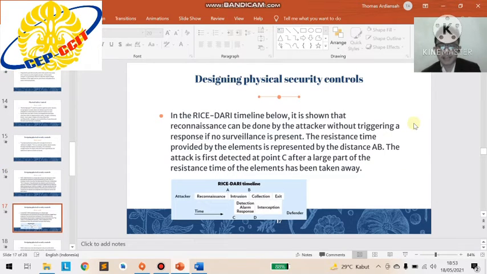In the race timeline below, it shows that reconnaissance can be done by the attacker without triggering a response if no surveillance is present. The resistance time provided by the elements is represented by the distance AB, and the attack is first detected at the point C after a large part of the resistance time of the element has been taken away. You can see the picture.